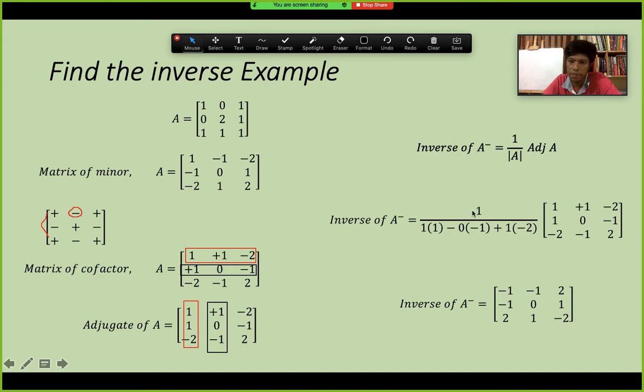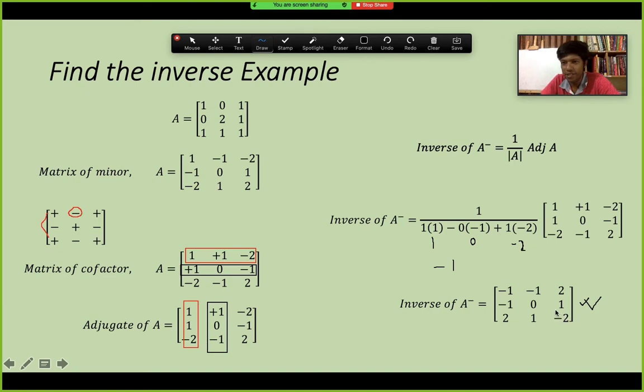This is the determinant of A. So when you do the calculation from here, 1, this is 1, this is 0, this is minus 1. So minus 2. So ultimately we have minus 1 here. That means we will have to multiply minus 1 and this, and then we have this answer. This is the final answer for A inverse.